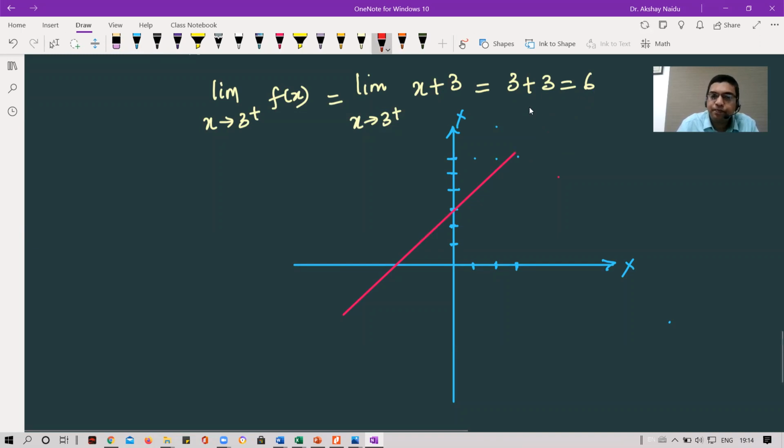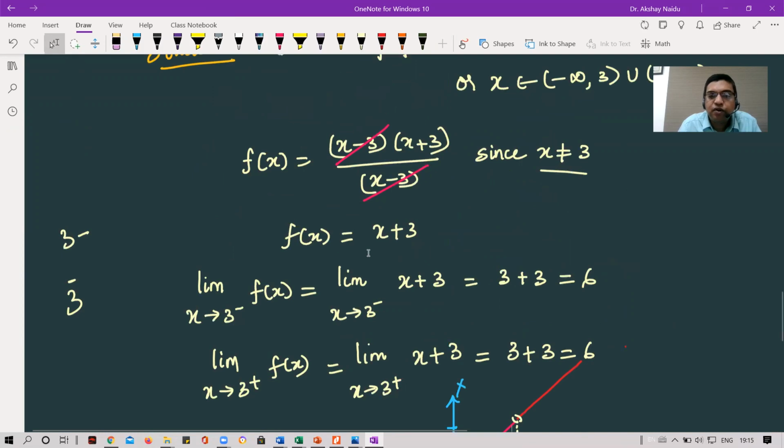Okay, I'll draw it again. Now you see here, very closely you observe, there is a gap at x equal to 3. This is a straight line, but there is a gap here. At 3, there is a gap in the line. Why? Because the function is not defined for x equal to 3.